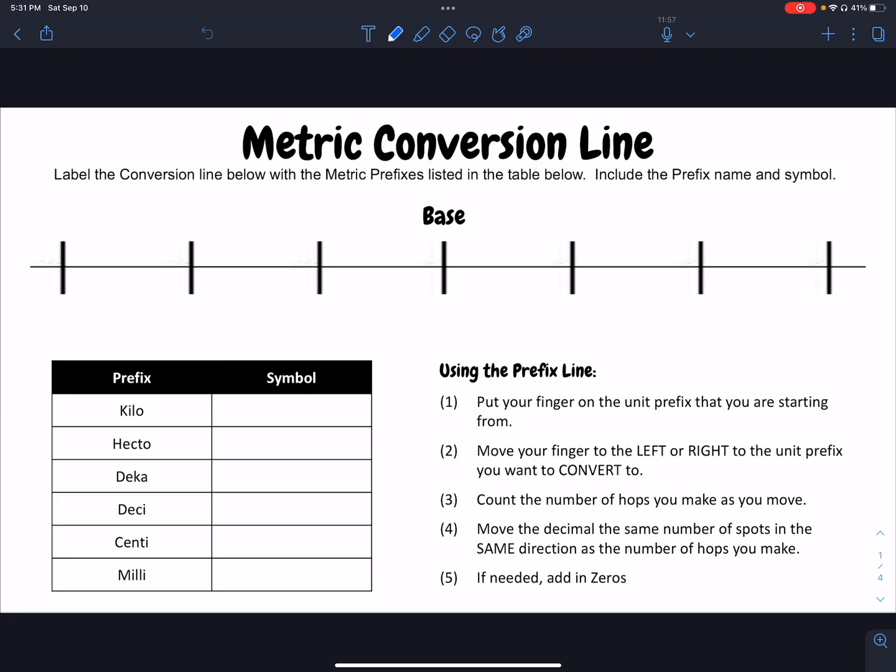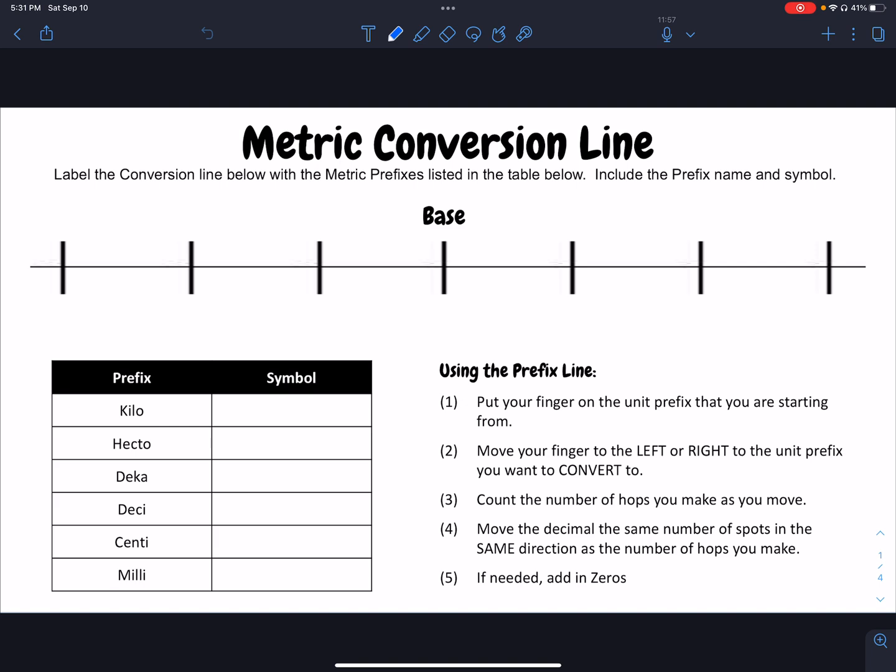We're here today to look at a metric conversion line and how we can use it to move between prefix units within the metric system. I have a metric line drawn here. By the end of this video, you should be able to fill in your own metric line with the prefixes we're going to be working with and then use it to convert between two numbers within that system.